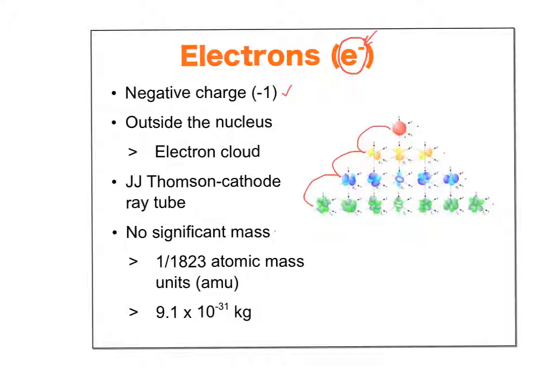Electrons have no significant mass. Actually, everything has mass, but the mass of an electron is 1/1800 atomic mass units. If you put that into kilograms, it's 9.1 times 10 to the -31st kilograms. I would have to move the decimal 31 times over. That's a very, very small mass. So basically, we say it's not significant at all, no mass.